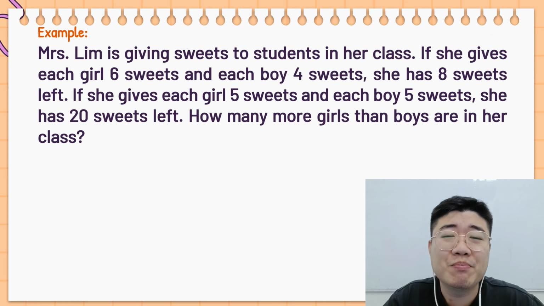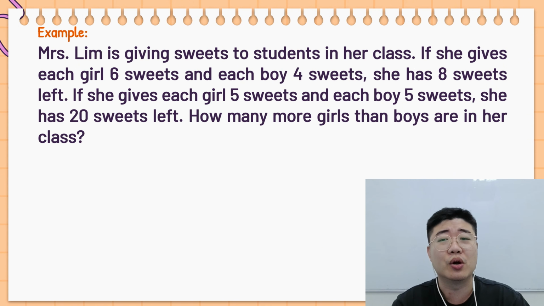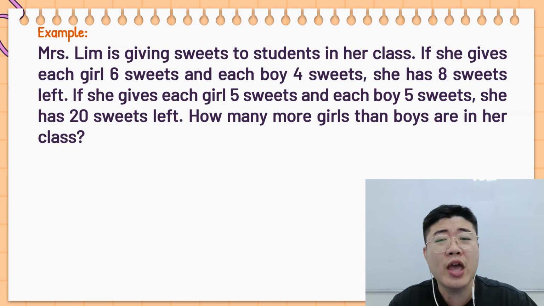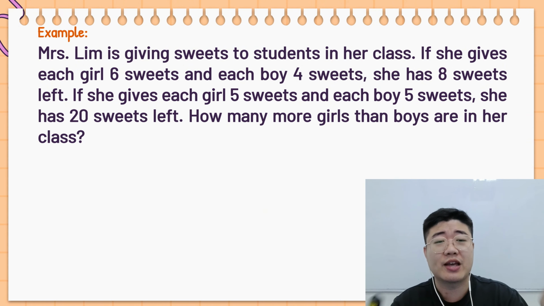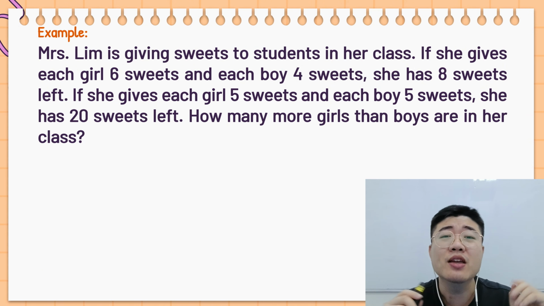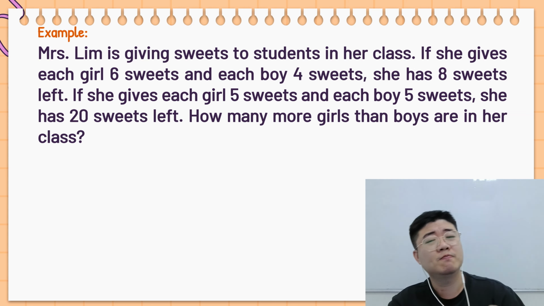So, in this question, Mrs. Lim is giving sweets to the students in her class. If she gives each girl 6 sweets and each boy 4 sweets, she has 8 sweets left. Now, if each girl receives 5 sweets and each boy gets 5 sweets, she has 20 sweets left. So, they're asking, how many more girls are there than boys in her class?